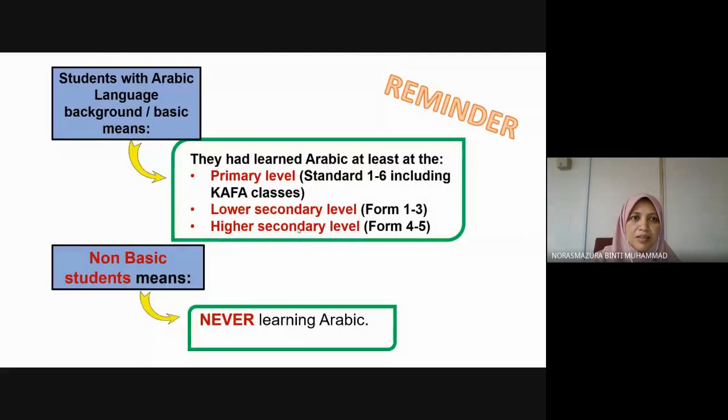Okay, this is a reminder. Students with an Arabic language background, basic means some students have learned Arabic during primary school or secondary school, but have no certificate in Arabic. It means that you have basic in Arabic, or you have a background in Arabic. So try to answer the questions very well, inshallah.